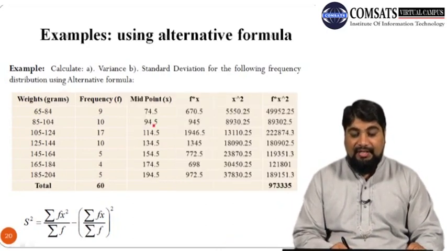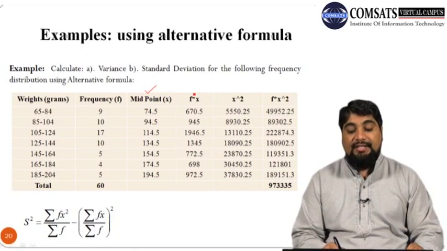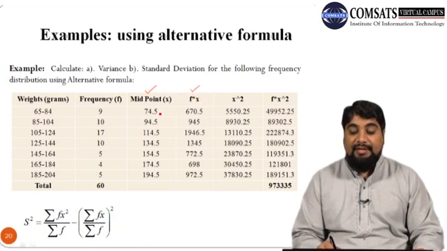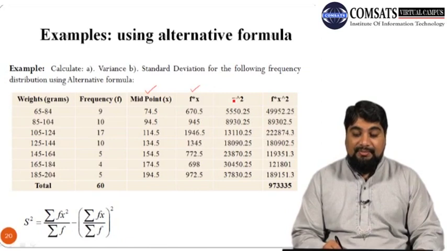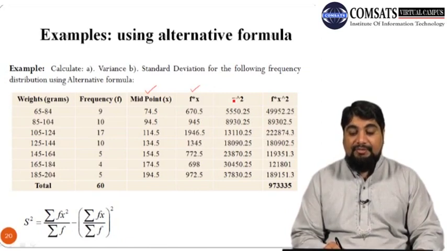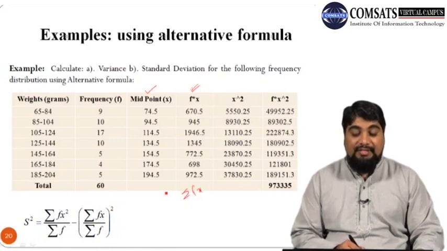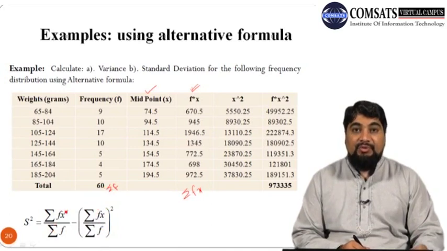So here the third column is the midpoint, and in the next column we multiplied f with x. So 9 times 74.5, and we will sum this fourth column to get summation fx, which we need here. So we will sum this column to get this number, summation fx, and here we have summation f already calculated, which is 60. So next we need to construct a few more columns.